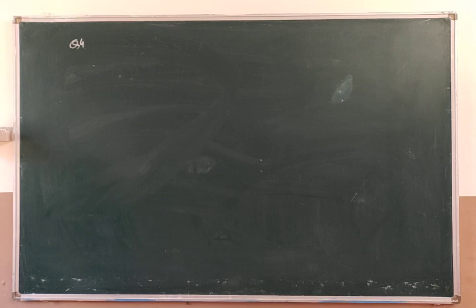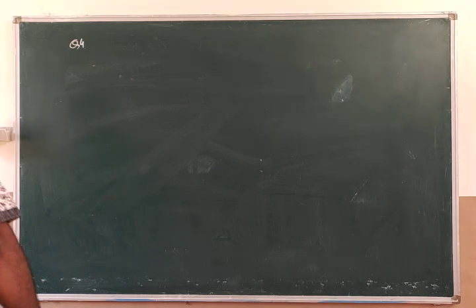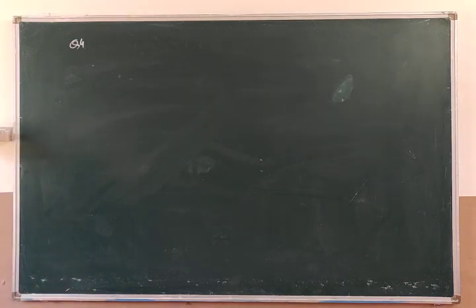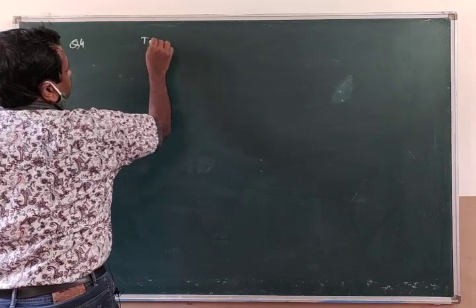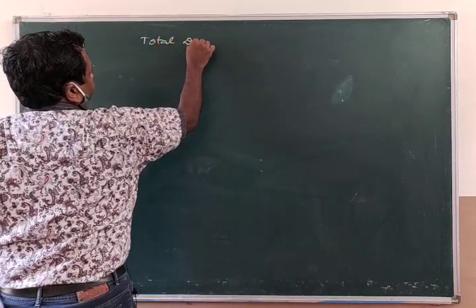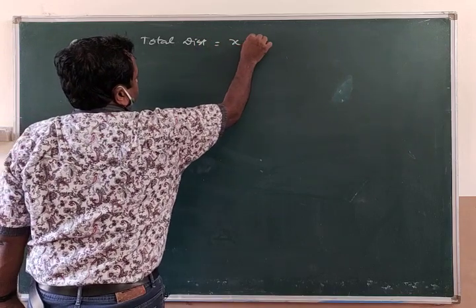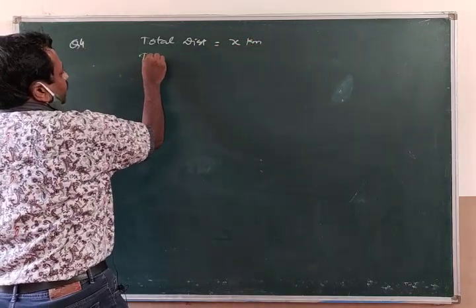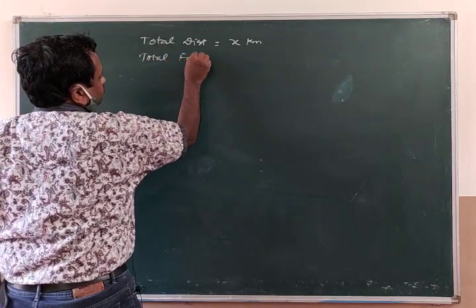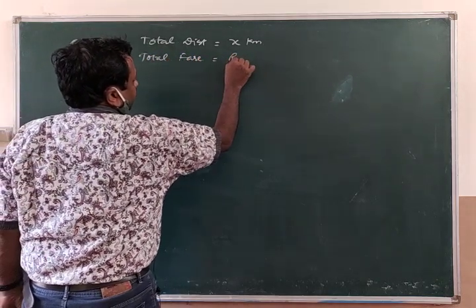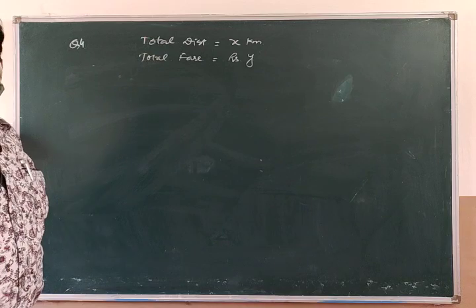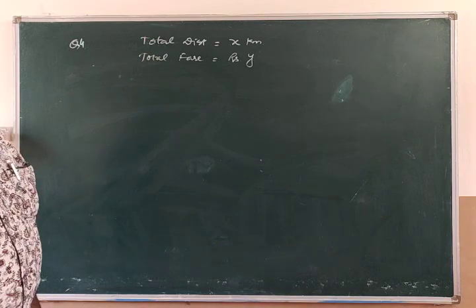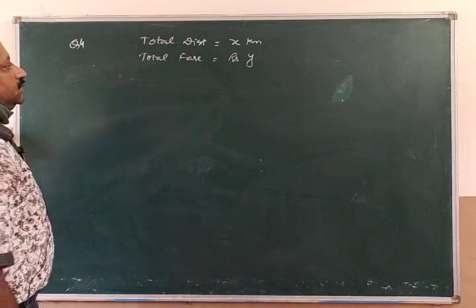For the first kilometer, the fare is rupees 8, and for the subsequent distance, the fare is rupees 5. The total distance, as written in the question, is x kilometer, and total fare we need to take as rupees y. This is written already in the question. So we take x as total distance, y as total fare.